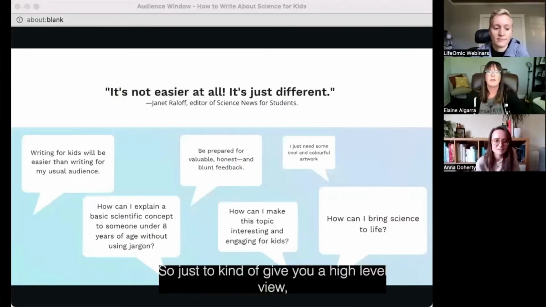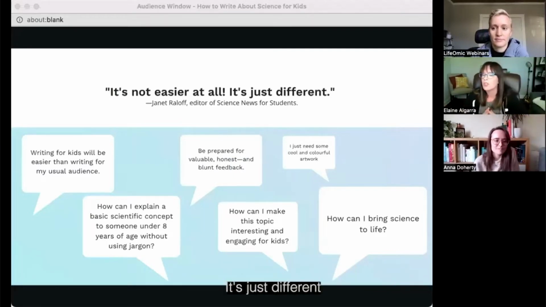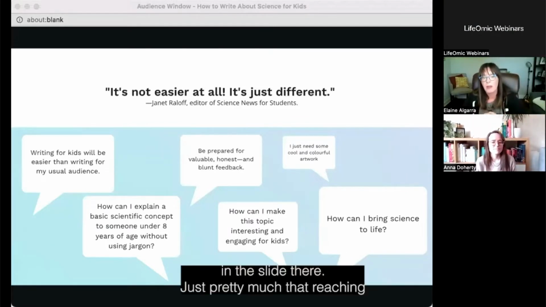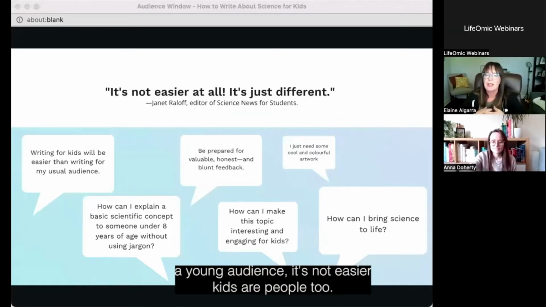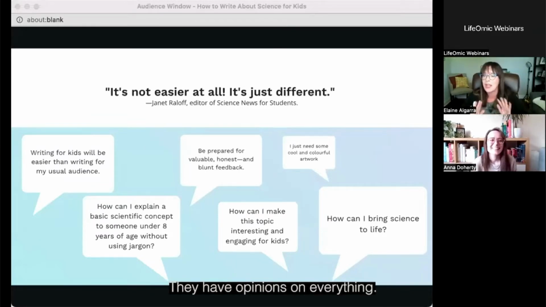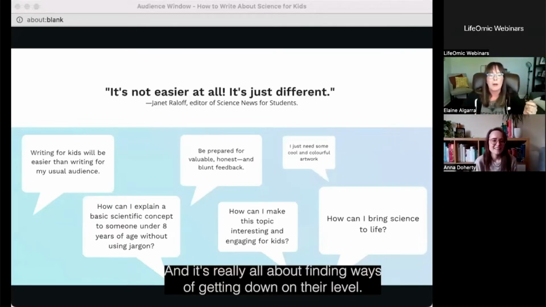Just to give you a high level view, there's this great quote, "It's not easier at all, it's just different." Along with some quotes and questions in the slide there, it's about reaching a younger audience. It's not easier. Kids are people too, and I have a couple in my house. They are brutally honest. They have opinions on everything. They've got vivid imaginations. They're very egocentric. And it's really all about finding ways of getting down on their level.